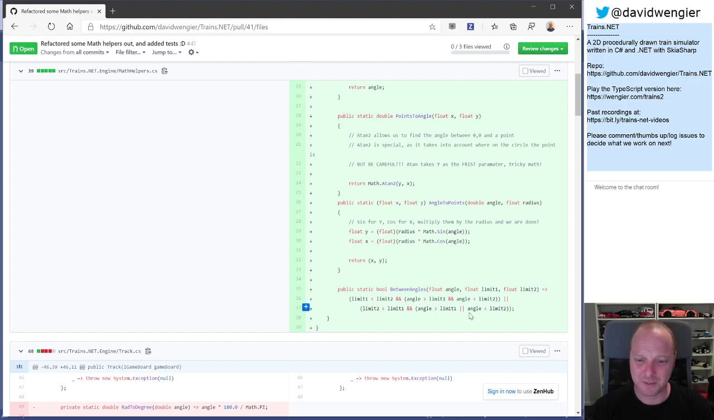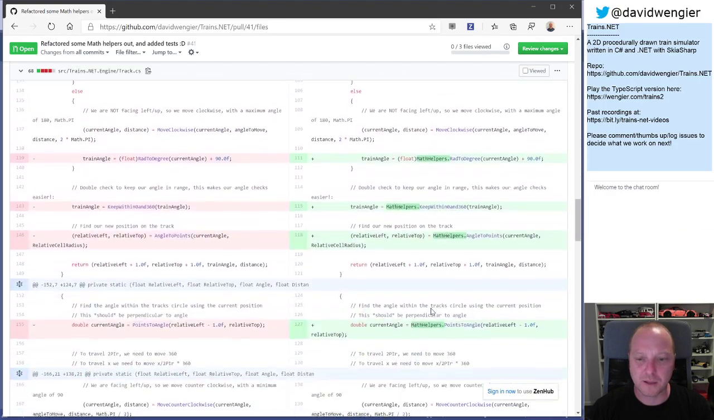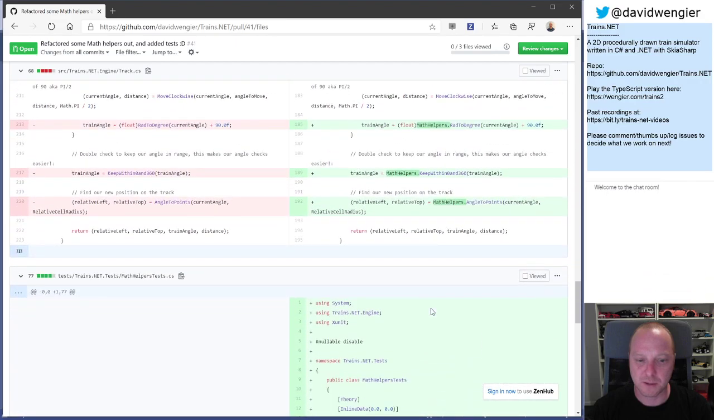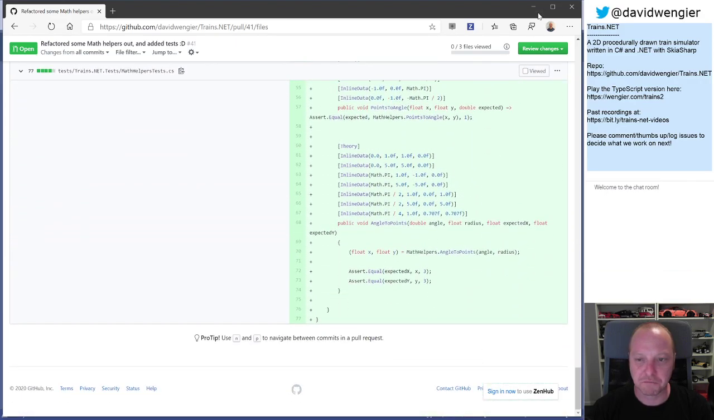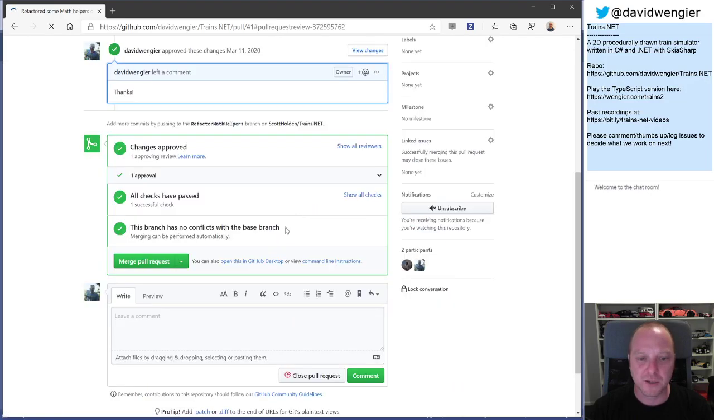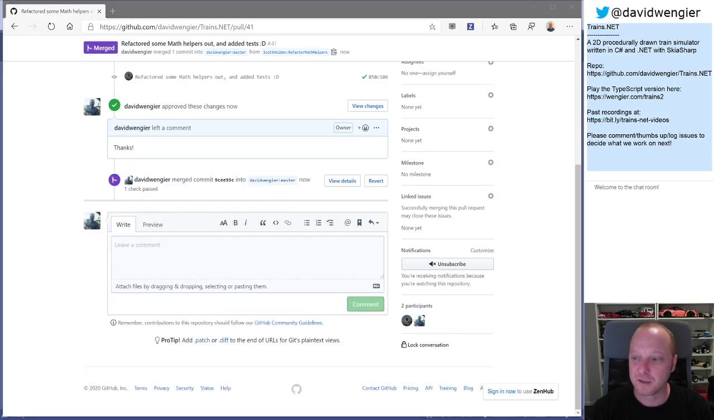If limit 2 is less than limit 1... Oh, then what? Okay. I think this is cool. That helps us. Test is good. Yeah, take it just for the test. I don't know if I like the name math helpers, but I was thinking, actually, of refactoring some of those out today. So there we go. Head start.